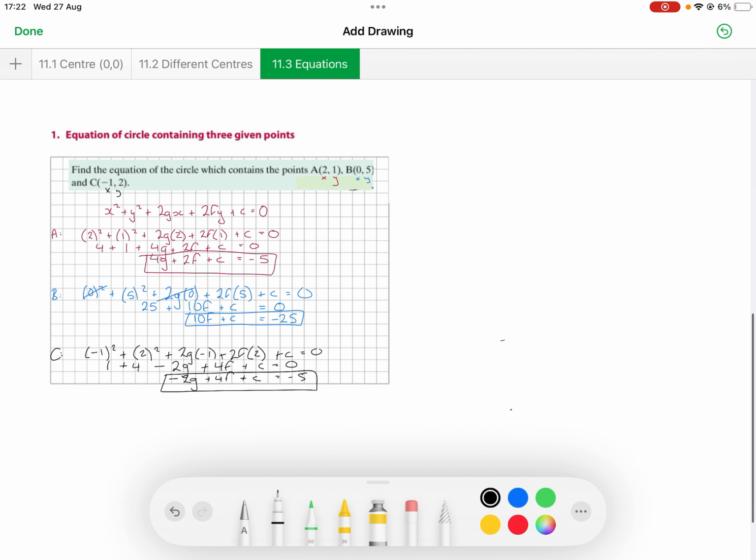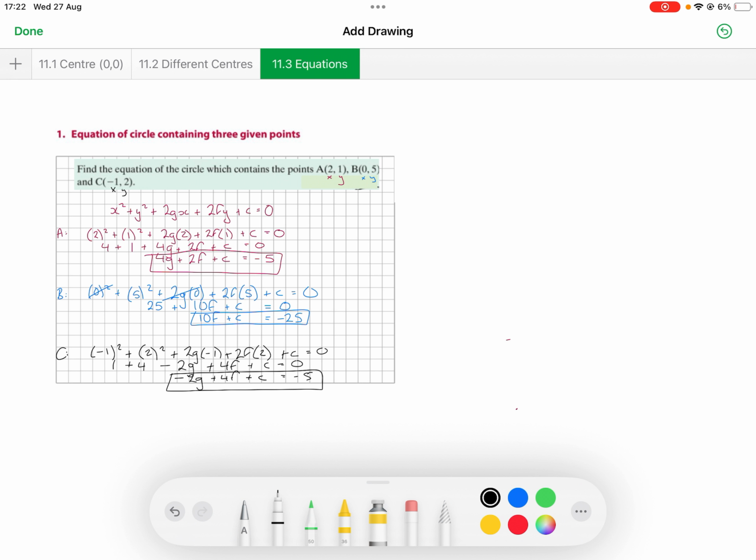So you might see where we're going with this. We're going to head towards simultaneous equations. I'm just going to write out my equations again so that I can have a slightly better look at them. I keep them underneath each other, and I can start to compare and see what I am able to do with these. And then I have minus 2g plus 4f plus c equals minus 5. Okay, so what I'm going to do is the one on the bottom, I'm going to multiply that by 2.